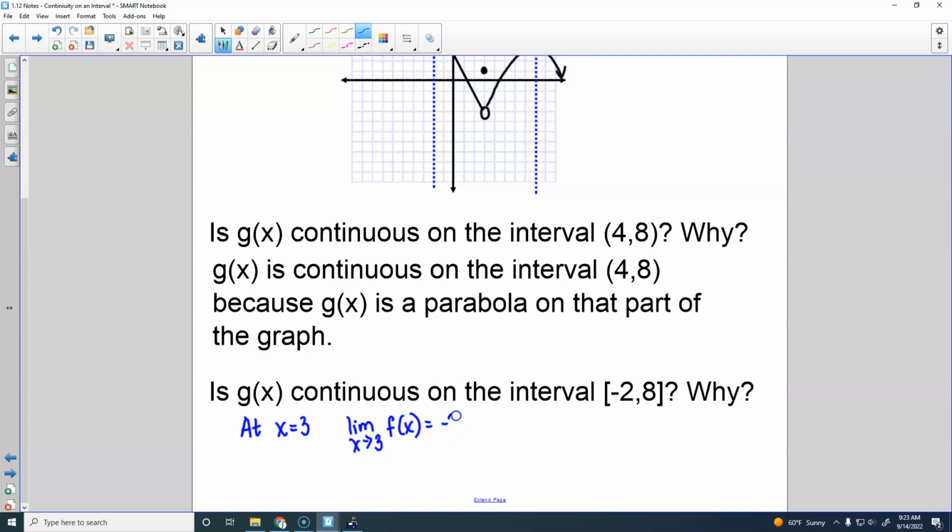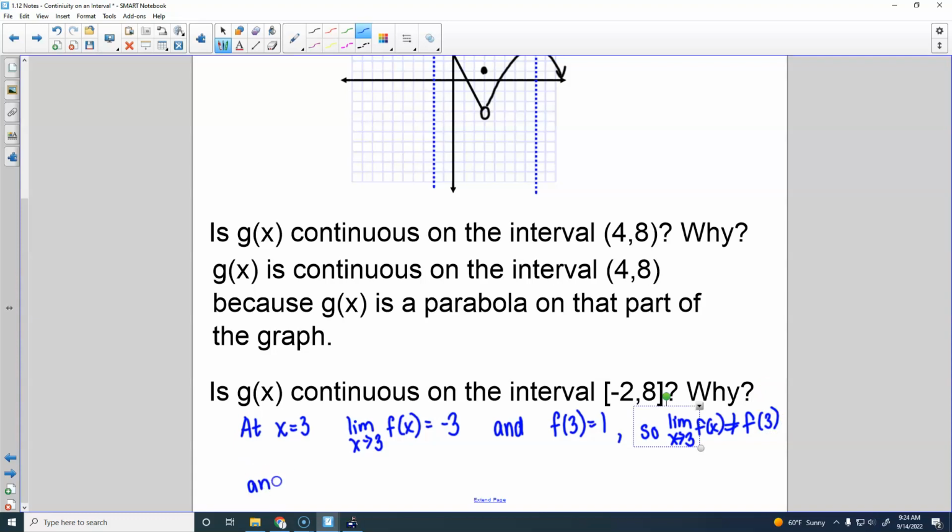The limit as x approaches 3 of f of x, what does it equal? -3, I think. Okay? And does f of 3 exist? It does. What does it equal? Oh, no. So, my limit is -3, but f of 3 is 1. So, my issue is that those two do not equal each other, right? So, the limit as x approaches 3 of f of x does not equal f of 3.